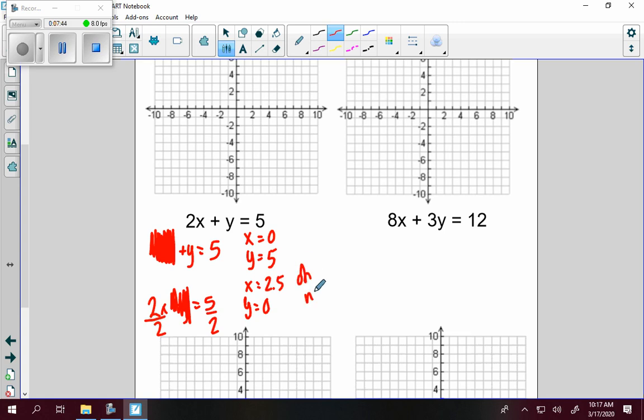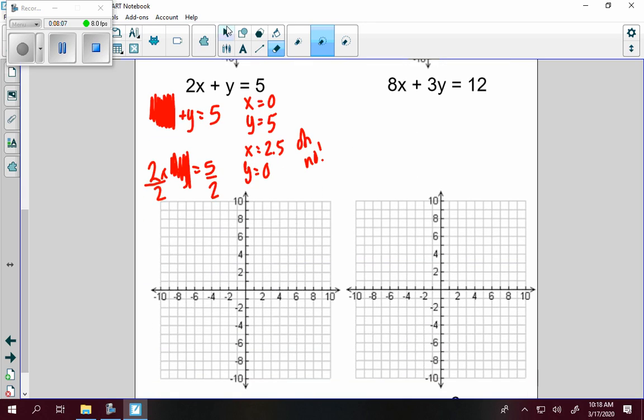Oh no. Since x is equal to a decimal, I don't want to plot 2.5 right there because I'm not quite sure that that is 2.5 exactly. It doesn't fall in the dot lines. I want to actually change my equation then so I have a more exact line.